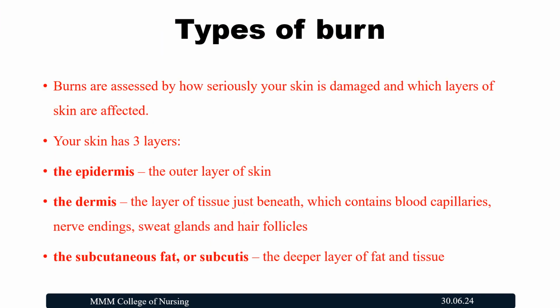Now we will discuss types of burns. Burns are assessed by how seriously the skin is damaged and which layers are affected. Based on that only we are assessing the severity and the types of burn. Your skin has three layers. The first layer is epidermis, the outer layer. Second one, dermis, the layer of tissue just beneath, which contains the blood capillaries, nerve endings, sweat glands, and hair follicles. The third layer is subcutaneous fat, the deeper layer of fat under the tissues.